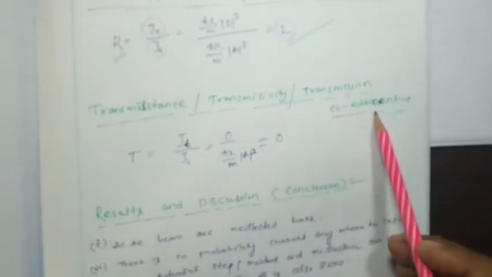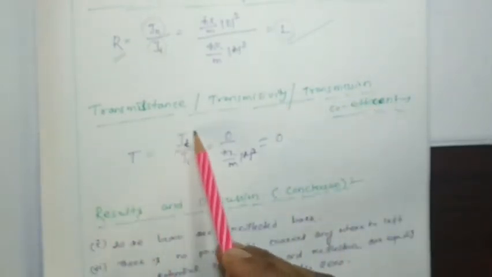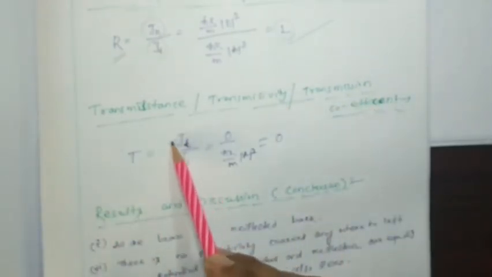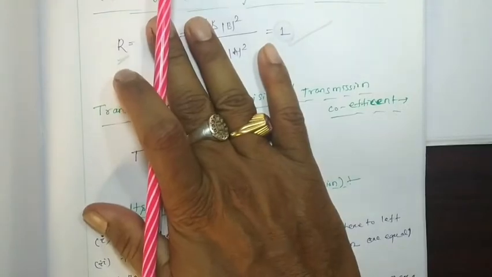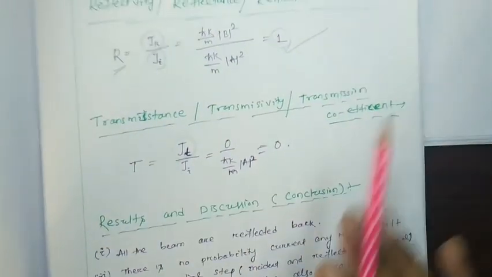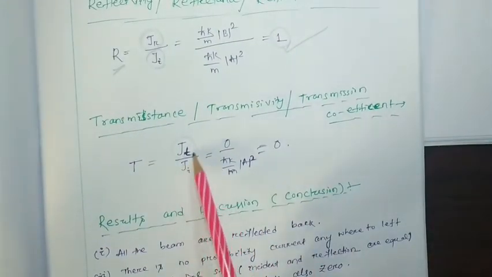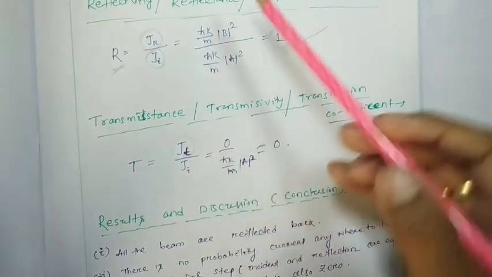Transmittance or transmittivity or transmission coefficient is nothing but the transmission current density divided by the incident current density. The transmission current density we found is 0, so it is 0.